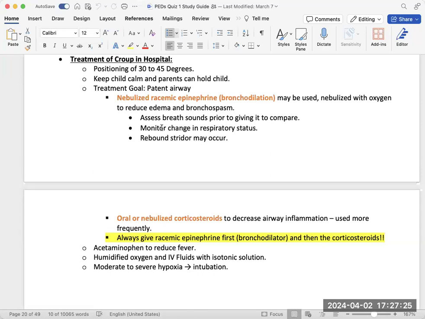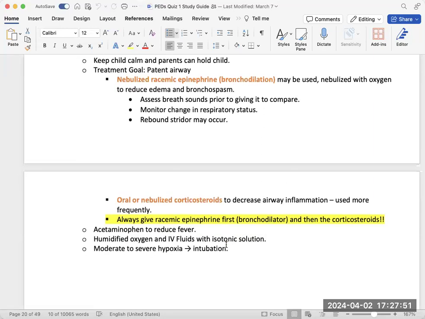And if we're thinking about, oh, we know epinephrine's a vasoconstrictor, how is it a bronchodilator? Well, it could also act on those beta 2s, and we know one of the key things beta 2s do is they bronchodilate. So it can be used as a bronchodilator, specifically nebulized racemic epinephrine. Other things that we will give is oral or nebulized corticosteroids to help decrease that airway inflammation.